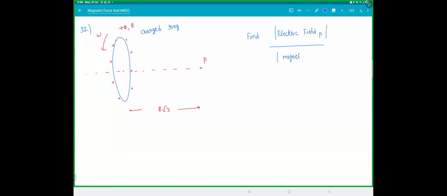If you have a charged ring, it creates an electric field. And if the charged ring is rotating, it will create a current, and that current will create a magnetic field. Find the ratio of electric field and magnetic field at point P. Distances are root 3, and use this result: 1 by root mu naught epsilon naught is equal to c, the speed of light. So the answer should come in terms of speed of light. You will not find mu naught epsilon naught in the options.